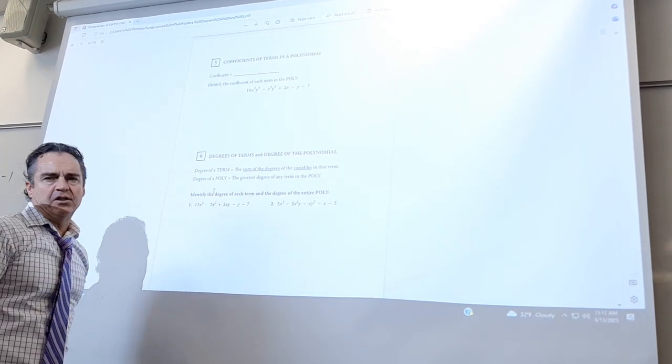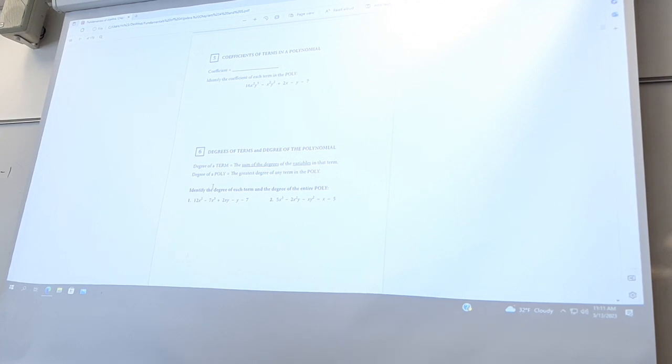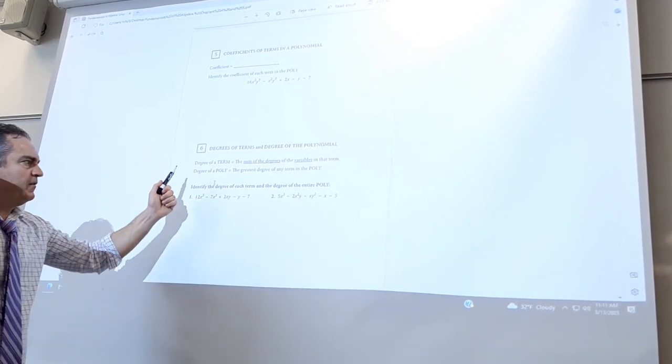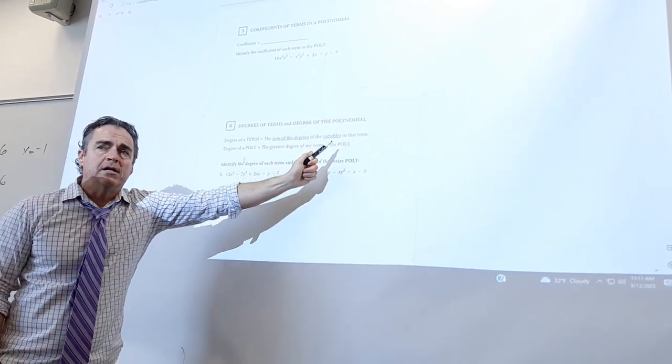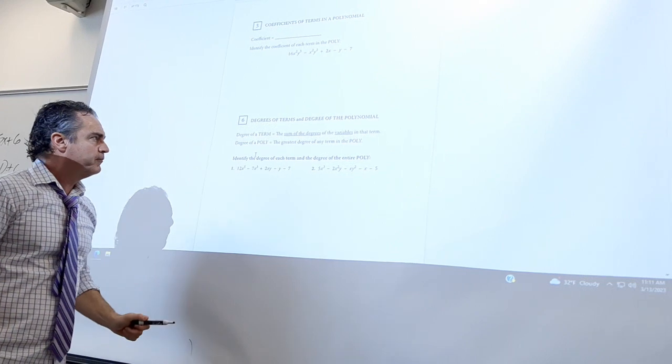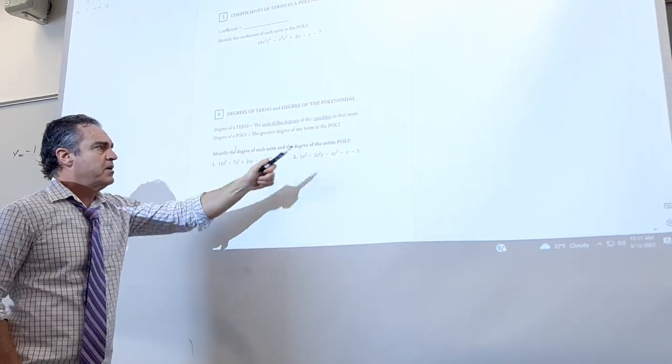Degrees of terms and degree of the polynomial. So we talked about the big number, the coefficient. Now we need to talk about the little number in polynomials. We have to understand that the degree of each term is the sum of the degrees of the variables in that term. The degree of a poly, the entire polynomial, is the greatest degree of any term in the poly.